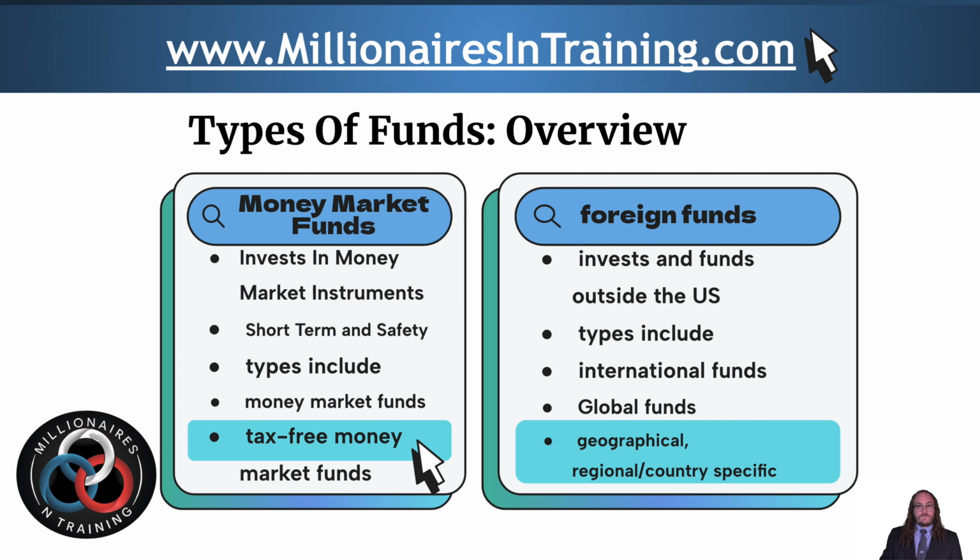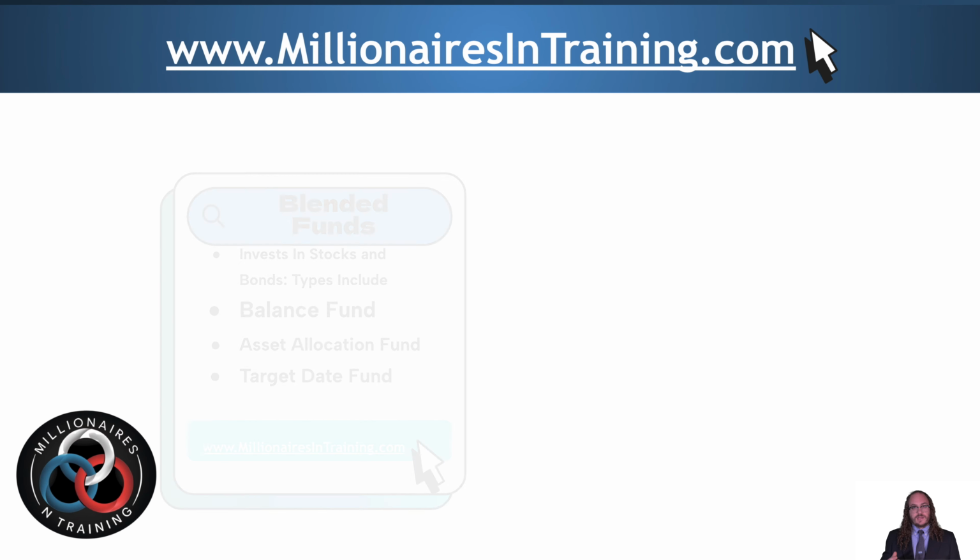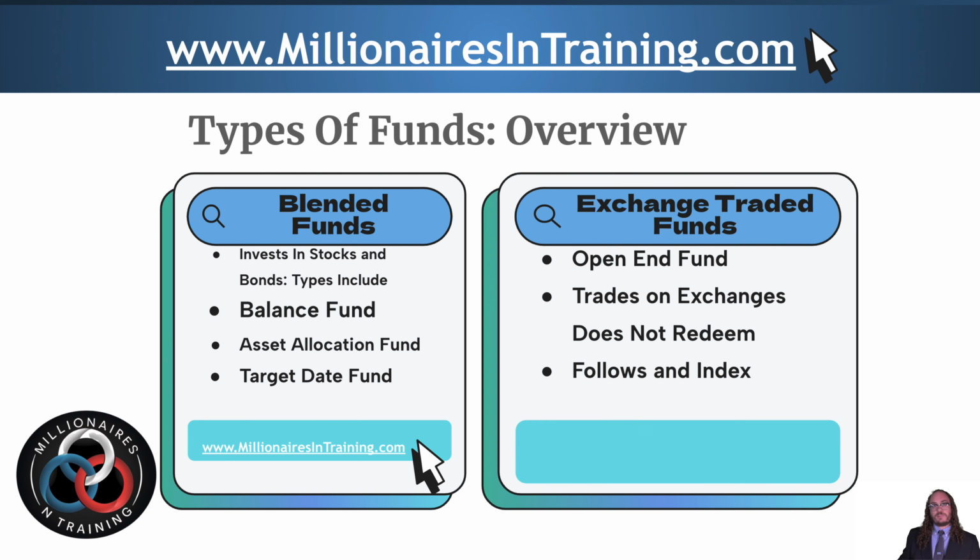Finally, let's finish up by talking about blended and exchange-traded funds. A blended fund invests in stocks and bonds. It's a blend. A balanced fund first. A balanced fund can invest in stocks and or bonds, and it will retain a fixed percentage of each type of security as stipulated in the prospectus. Most balanced funds have 50% invested in stock and 50% invested in debt. It's balanced.